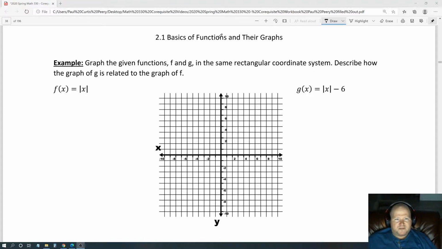Okay, we're going to graph the given functions f and g in the same rectangular coordinate system. Describe how the graph of g is related to the graph of f. All right, well, let's check it out. Let's find out. So we're going to graph the given function.